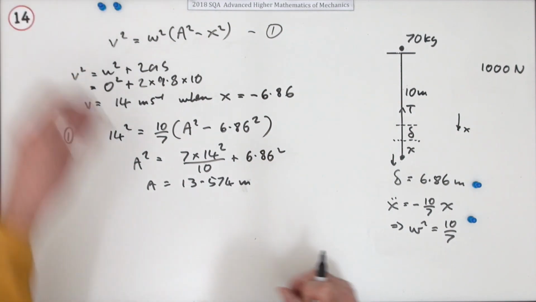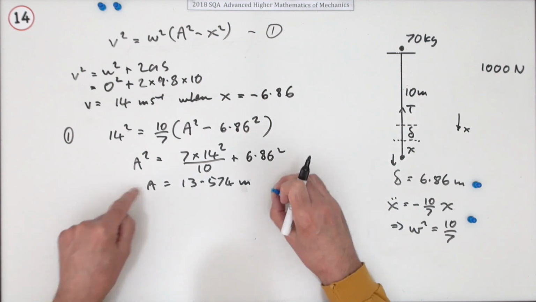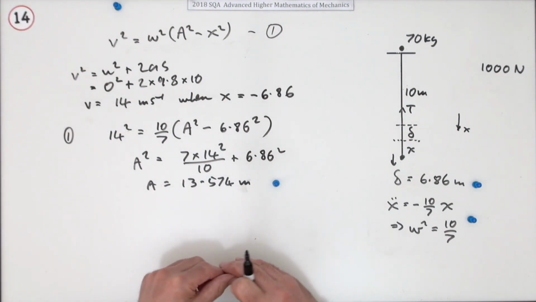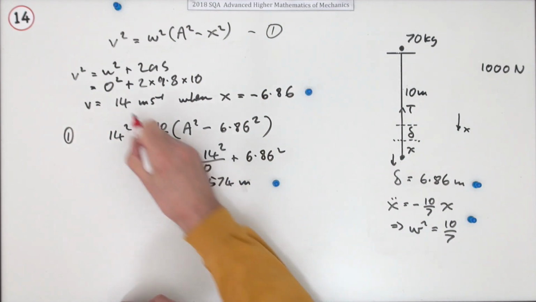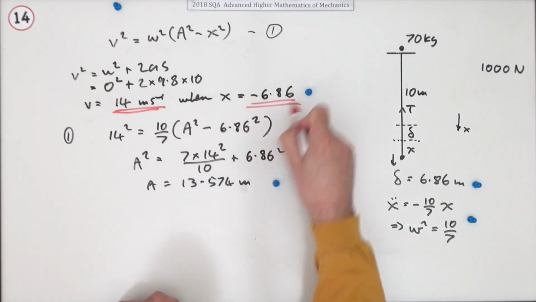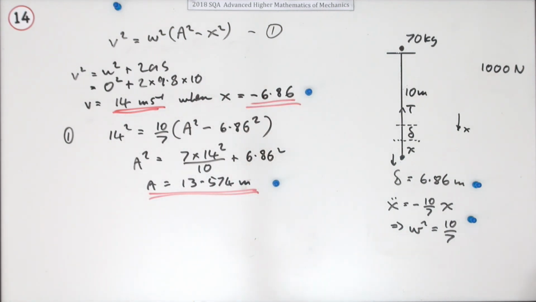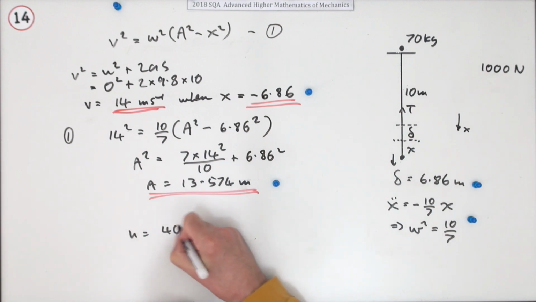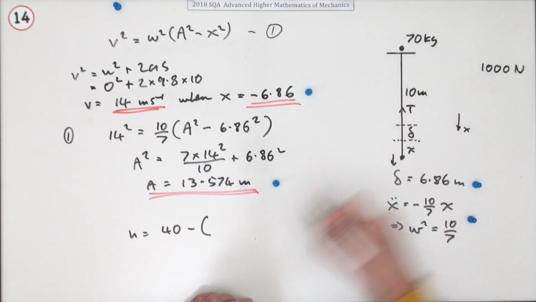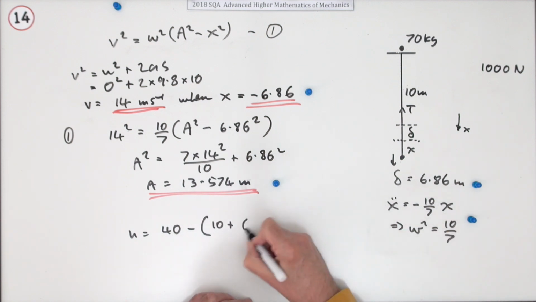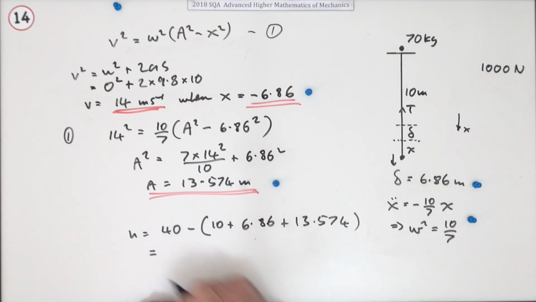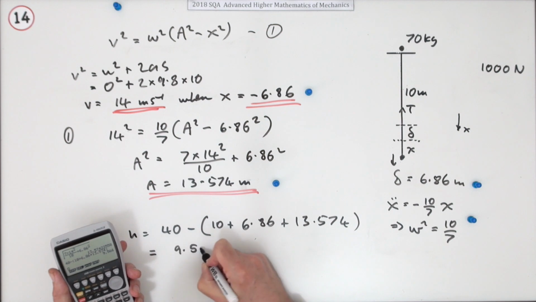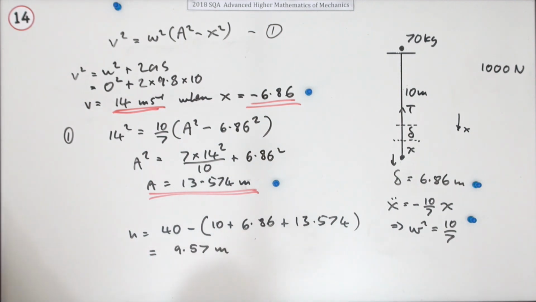Now, I've lost track of the marks. You're going to get a mark for doing that, for finding A. But you're also getting a mark, of course, for finding this pair of values to feed into the equation. So there's a mark for knowing it was 14 at that distance and then feeding it in to find A. Almost there. Now you can get the height. It's going to be 40 minus, and it was the 10, plus the 6.86, plus the 13.574, which is 9.566, 9.57 metres as before, for the final mark.